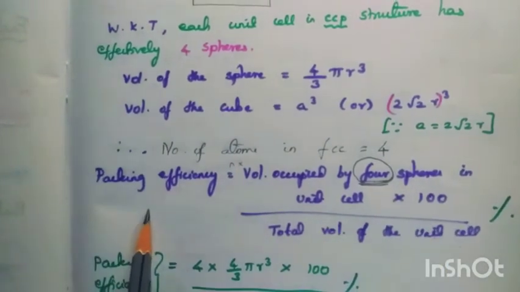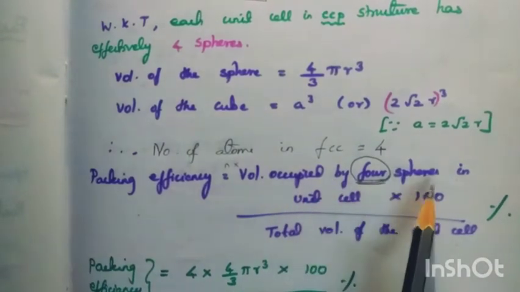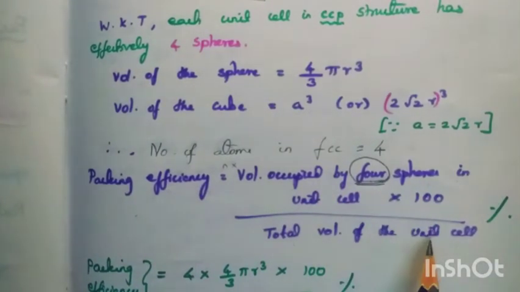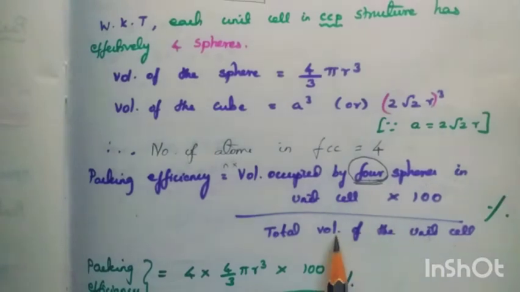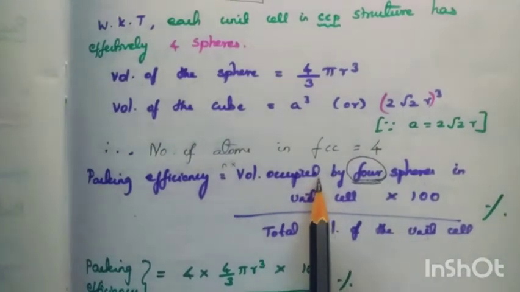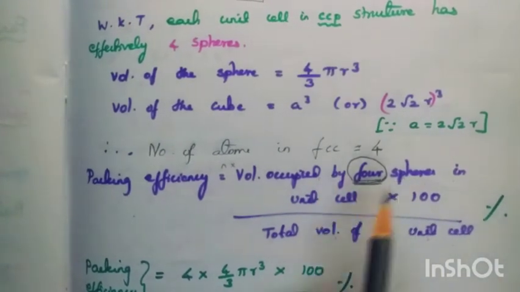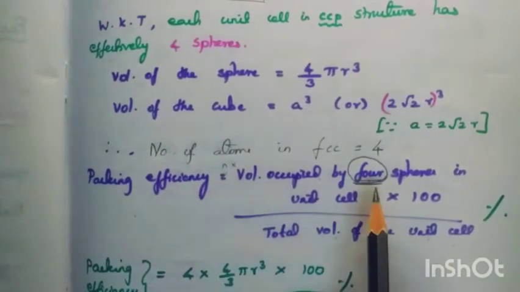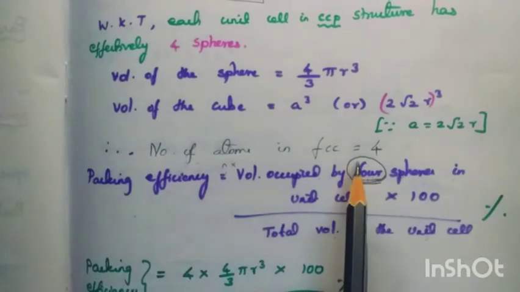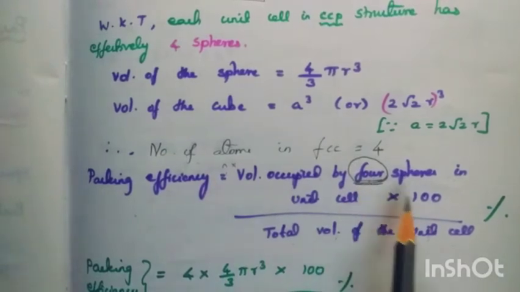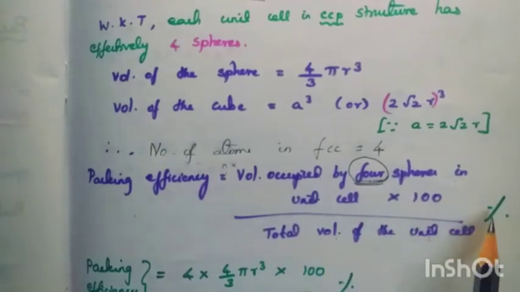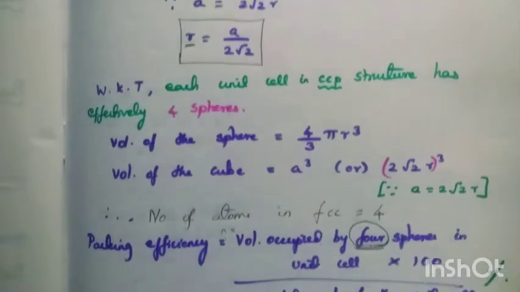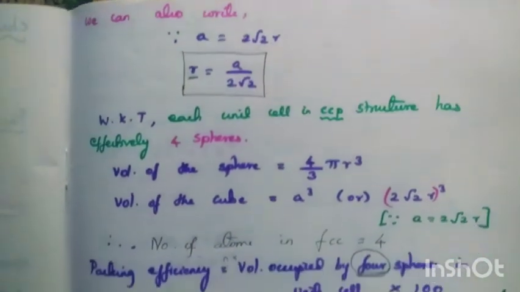So what is packing efficiency? Volume occupied by the spheres by total volume of the unit cell. From the total volume, how much volume was occupied by the spheres? And we have to write the number of atoms per unit cell. So here in FCC it is 4. So we are writing here the 4 into 100%, we are going to find out. Now for volume we need the R.